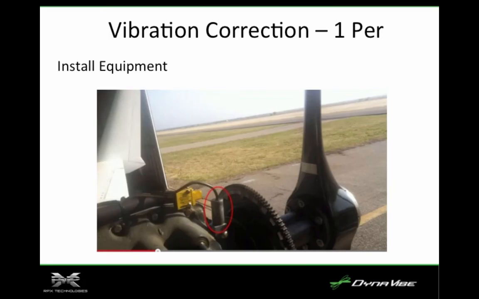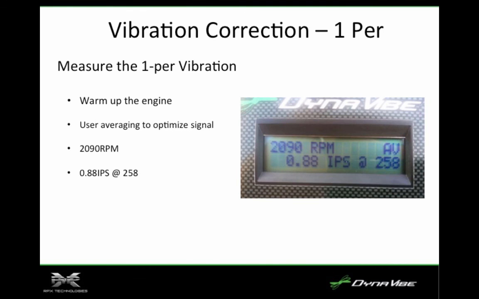We install the equipment, usually as far forward on the engine as possible, right up by the propeller. This engine has a prop extension, so as close as we can get is the starter ring. We then run the engine, and this is the Dynavibe Classic, so this is a straight prop balancer. It's going to give us the magnitude of the vibration and the location of the heavy spot. So we warm the engine up. We use our averaging signal to lock in the RPM and the amount of vibration. This one is 0.88 IPS at 258 degrees.